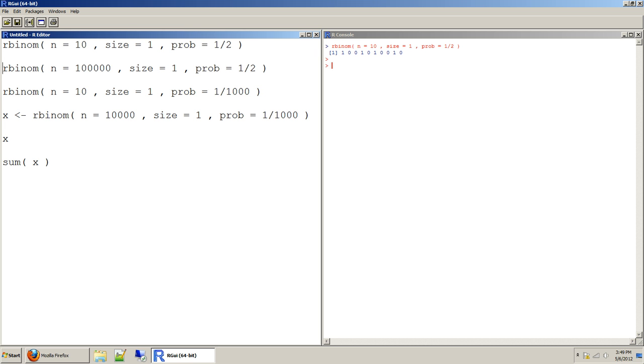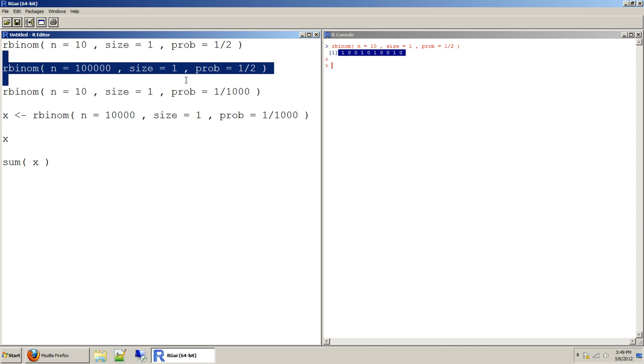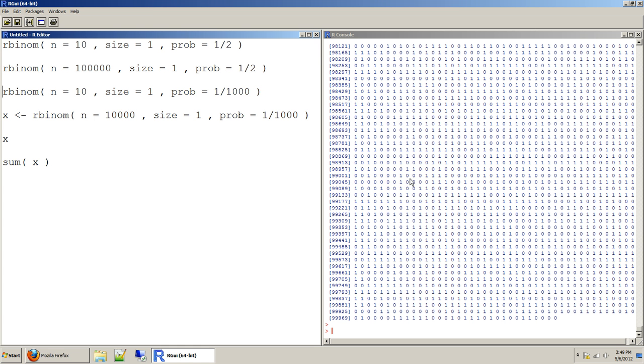R randomly flips a coin 10 times, and it looks like 4 of those 10 times R came up with heads, and the other 6 times it came up with not heads, which is tails. Hey, let's make it quote-unquote flip a coin 100,000 times. And it looks like, well, about half of the coin flips are heads, and half of the coin flips are not heads. Neat.